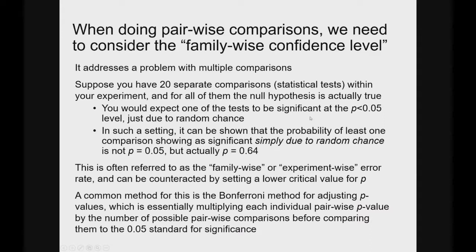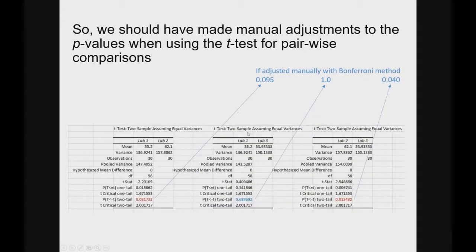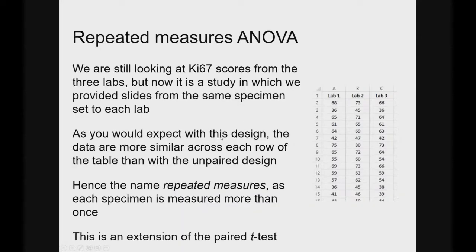I think you can access the PDF of this. This is this idea of a family-wise confidence level, family-wise error rate. Have a look at it, but I'm going to skip these slides. I'd rather get through some of the rest of the material.